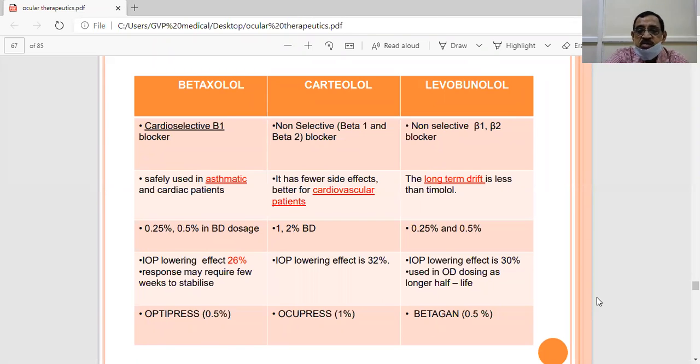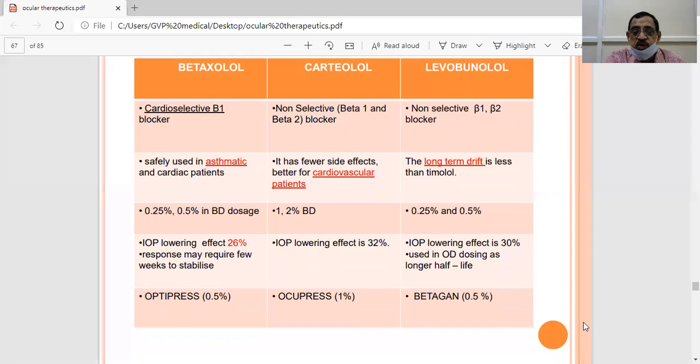Levobunolol is a non-selective beta-1, beta-2 blocker. The long-term drift is less than with timolol. 0.25 to 0.5% solution is available. The IOP lowering effect is around 30%. It is used in OD doses and has a longer half-life. Betagan is a 0.5% solution.